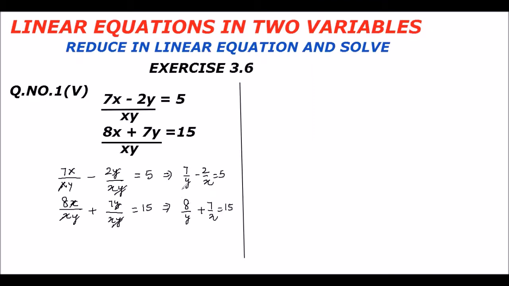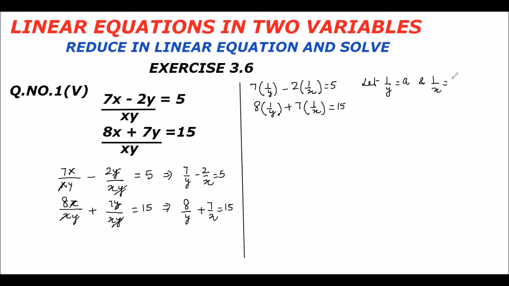Then we will write 7 into 1 upon y, and then minus 2 into 1 upon x is equal to 5. Similarly, the second equation can be written as 8 into 1 upon y plus 7 into 1 upon x is equal to 15. Then we will assume, let 1 upon y is equal to a and 1 upon x is equal to b.